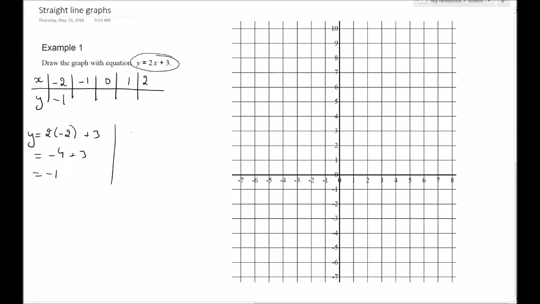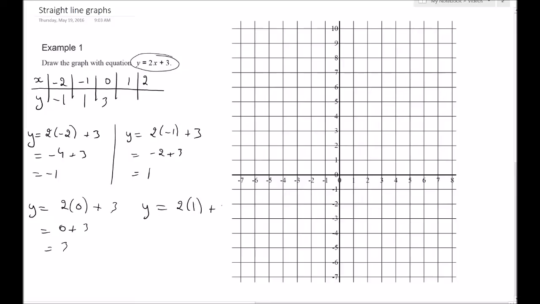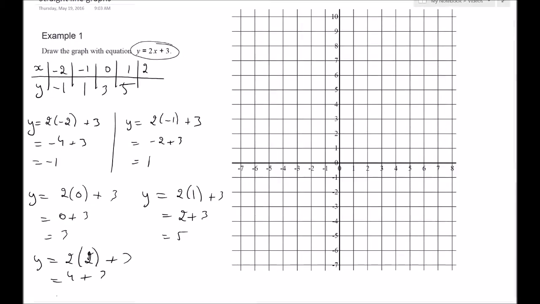Let's have a look at a second one. y is equal to, again, 2 times minus 1 plus 3. I fill it in, and I get that y should be equal to 1. When x is 0, what do I get? 0 plus 3, that's 3. And so on and so on. I just keep filling in x coordinates, and I get y coordinates in return. It does not really matter how many you do. You can do as many as you like, but I would advise you to always have a few positives, always have a few negative coordinates, and always try to include 0 as well.